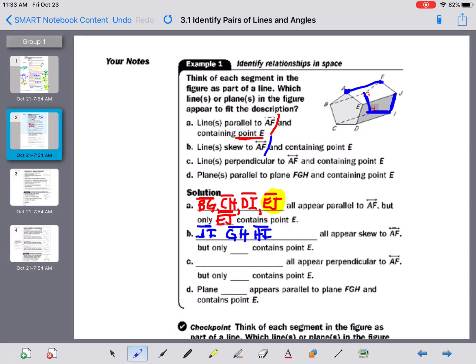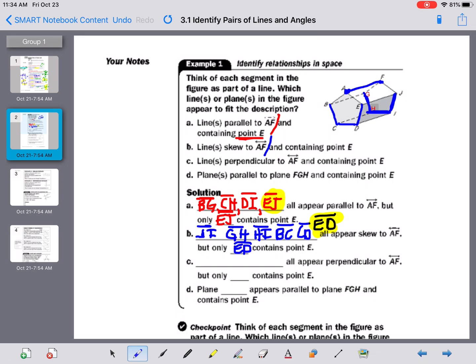So now I'm going to come to the front. I think BC would never touch that. I think CD would never touch it. And ED would never touch it. So I get this long list of all these skew to AF. So not on the same plane, not going in the same direction, never going to touch it if it keeps continuing, okay? So again, as I finish out, which one contains point E? Just this last one, so that's my final answer. So I'm going to write ED as my one skew line that goes through point E.